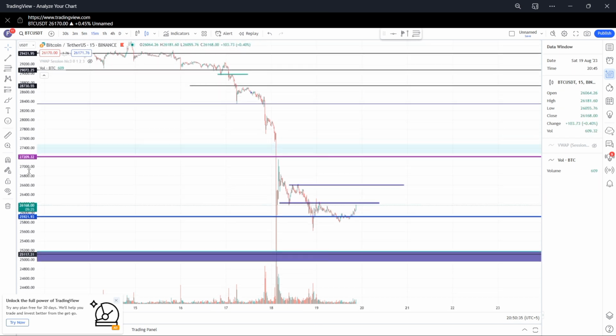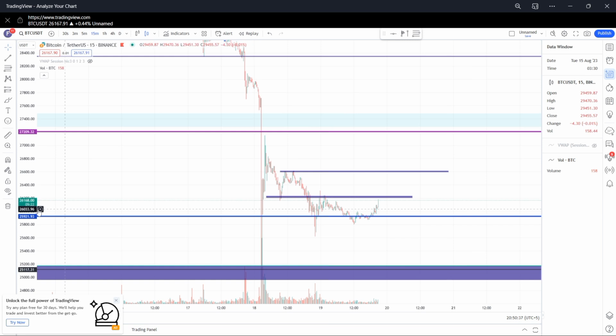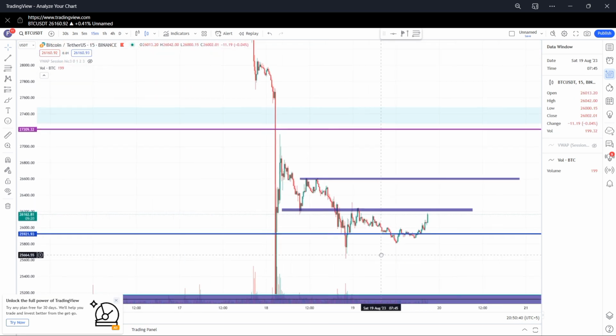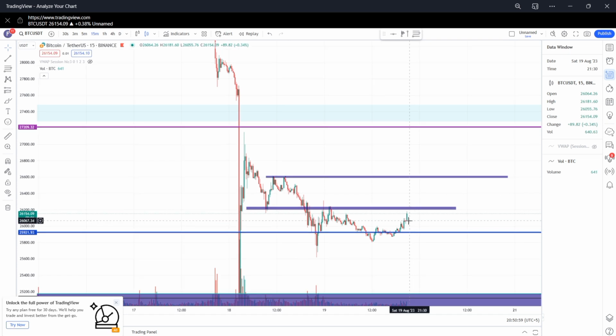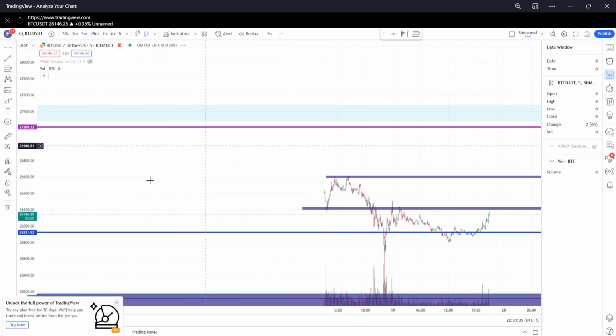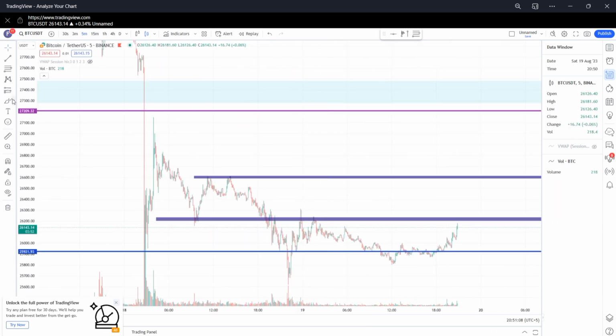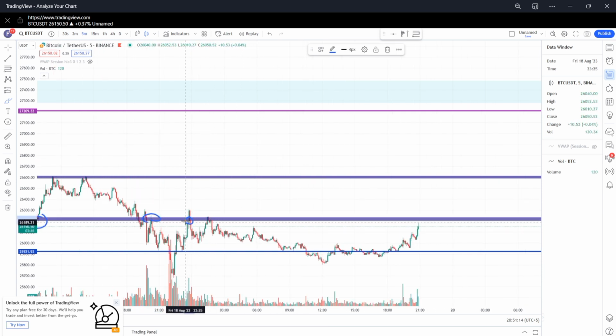Right now we're having a little bit of bounce, and it seems like the Adam and Eve is kind of playing out. We have officially formed an Adam and Eve, but we need a breakout above this neckline to take a possible long. If we have a break above this resistance, as you can see on the 5-minute, it is a resistance and also a support from yesterday. Right here it acted as support and also as resistance on these three levels.